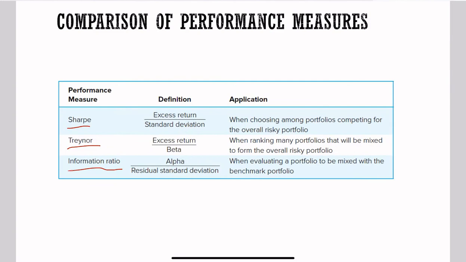Well, when you're looking at your overall risky portfolio, that is, you have a single portfolio and you try to evaluate it, in this case, you will use Sharpe ratio. And then you're just looking at a component. If you're looking at a component which will be mixed with other investments to form a larger portfolio, in this case, you should use Treynor ratio. Right? And then if you're evaluating a portfolio which will be mixed with an index portfolio, in this case, you should use information ratio.